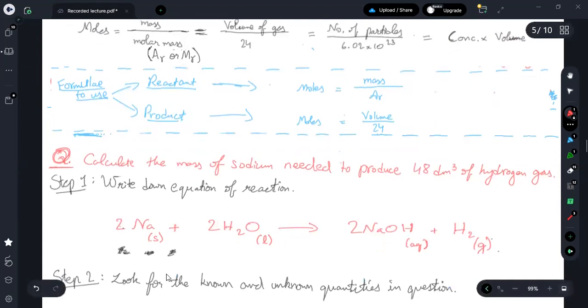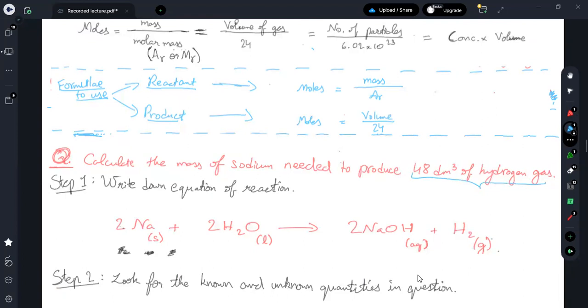We have done it. Step number two is to look for the known and unknown quantities in the question. I suggest you mark these with a pencil, whether it is an MCQ or theory paper. In this question, we are given 48 dm cube of hydrogen gas. This is the given quantity, which is the volume, and the unknown is the mass of the sodium, which we have to calculate.